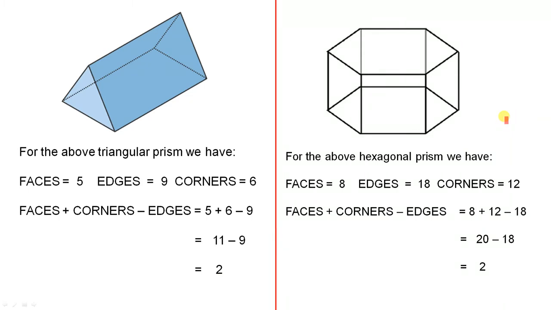For the above hexagonal prism we have the number of faces is 8, the number of edges is 18, and the number of corners is 12. Faces plus corners minus edges equals 8 plus 12 minus 18, which is 20 minus 18, which is 2. That's 3 times in a row we've had an answer of 2.